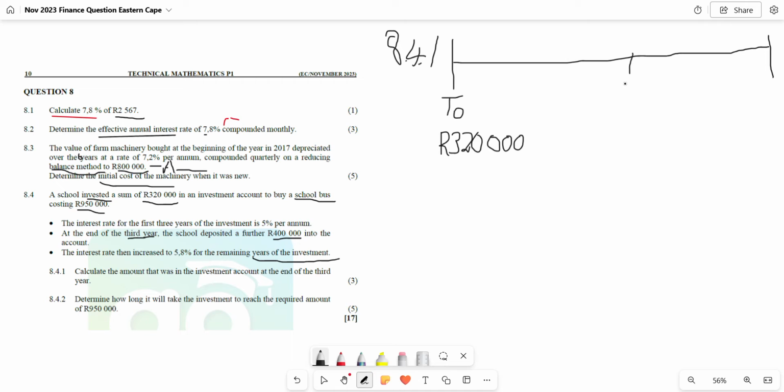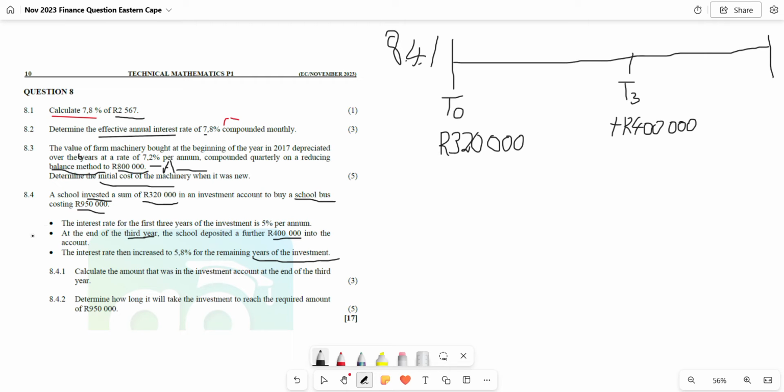Somewhere you put it where you want it, but you must have T3. What is happening at T3? At T3 there is a further deposit. How do we indicate the further deposit? We indicate that by a plus at T3. If there is a withdrawal, you indicate that by a minus. What is our further deposit? The further deposit amounts to 400,000 rand. These are the 2 amounts that we have as far as the investing is concerned.